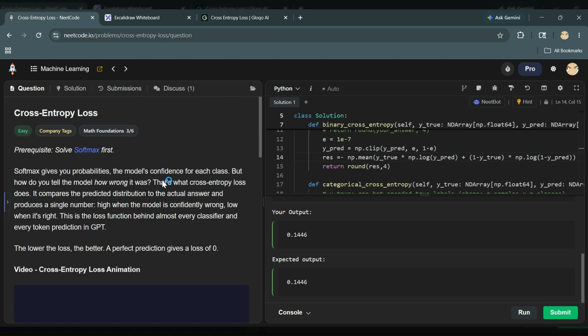So this is about cross entropy loss. Please go through this, and don't forget to understand what softmax is.